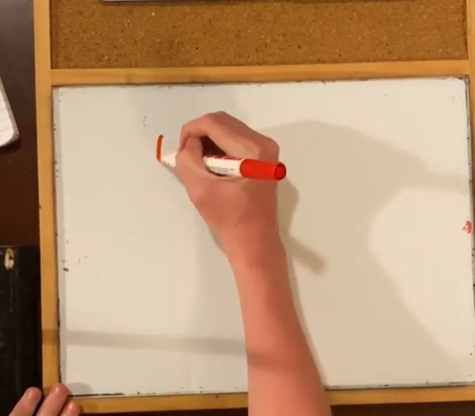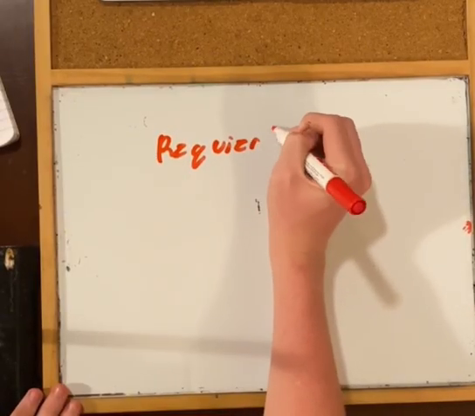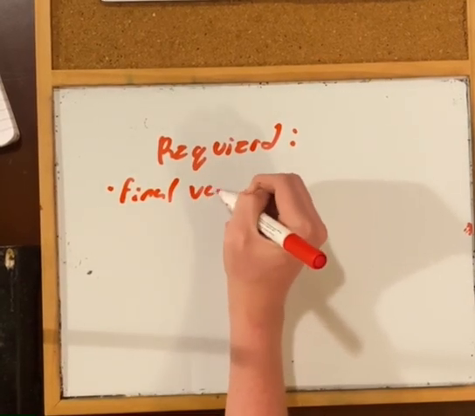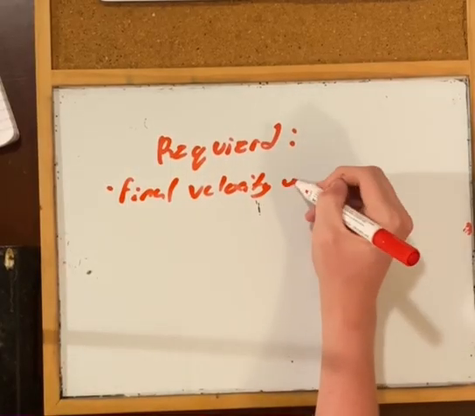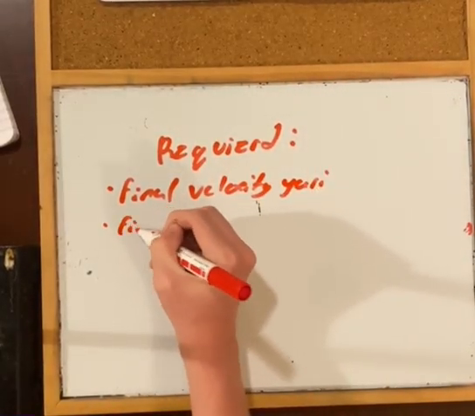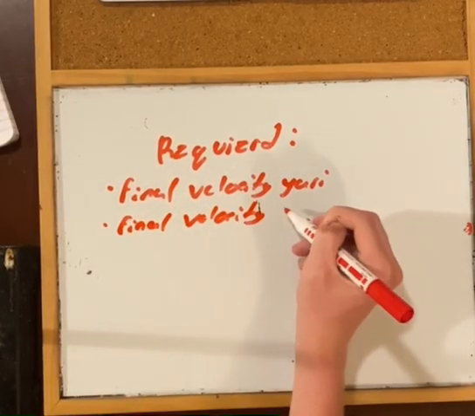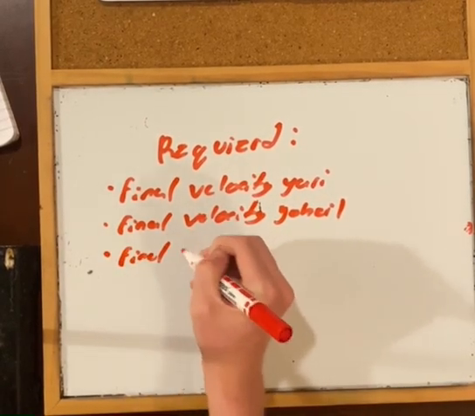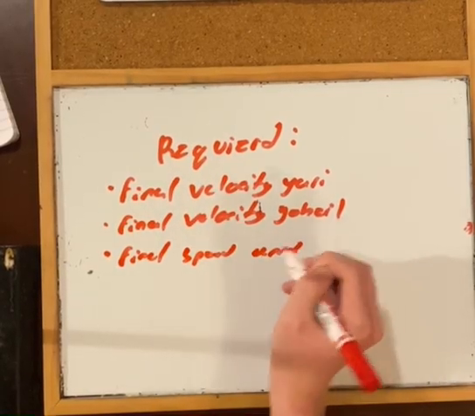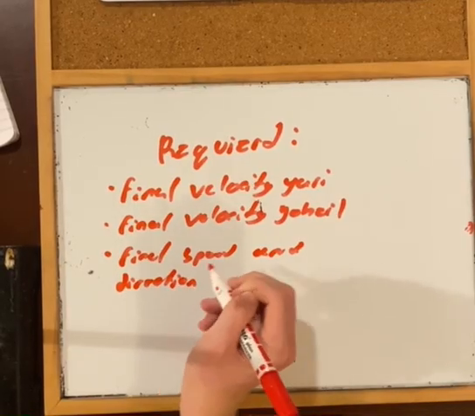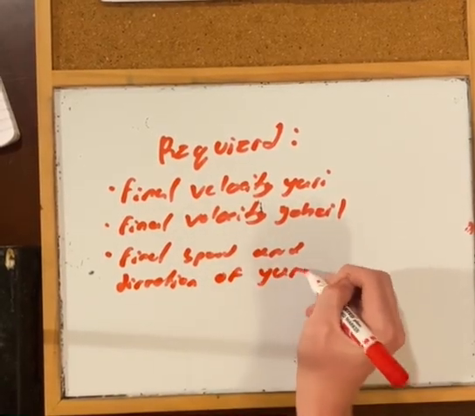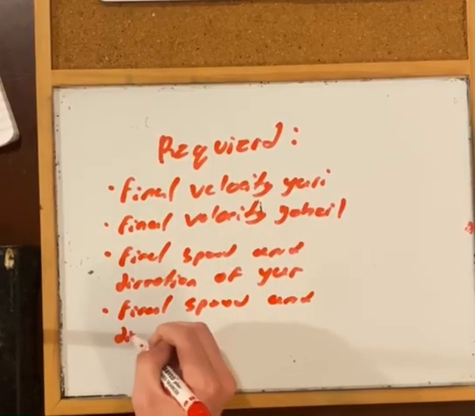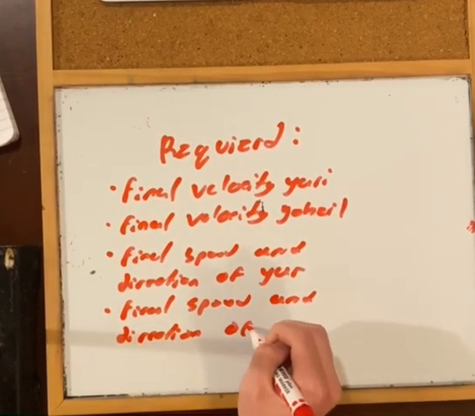This is my required. So we need to find the final velocity of Yari, the final velocity of Yediel, and then the final speed and direction of Yari, and then the final speed and direction of Yediel.